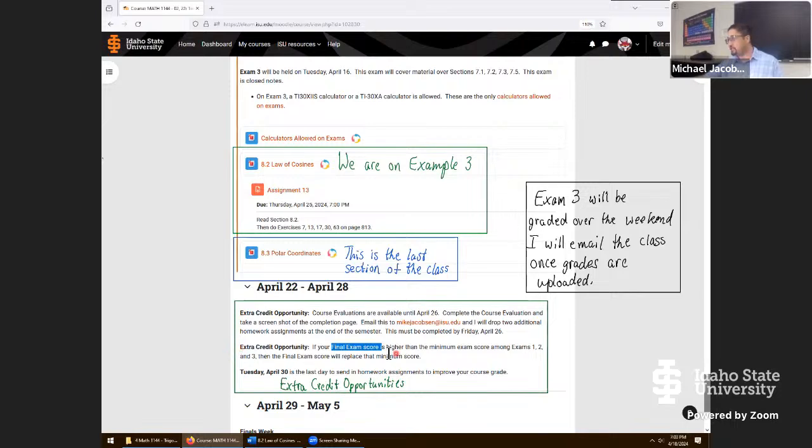So the way this one goes is, if you score well in the final exam, so well that your final exam grade is larger than the minimum score amongst exams 1, 2, and 3, then your final exam score will replace that minimum score. If it doesn't, then it won't hurt you. So this is extra credit. It's not going to drop down your grade. But that's what we'll do for that opportunity there.